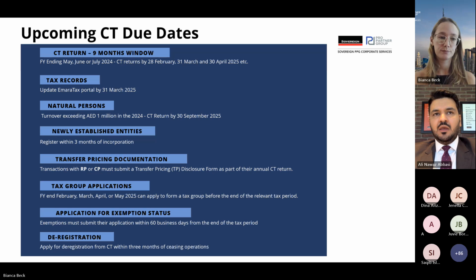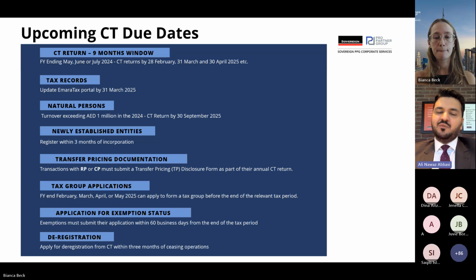If a group of companies wants to create a tax group, they must do so before the end of their tax year. So if they weren't able to file it before the end of the tax year, they couldn't file it in that year, and they would have to do it in the next tax year.